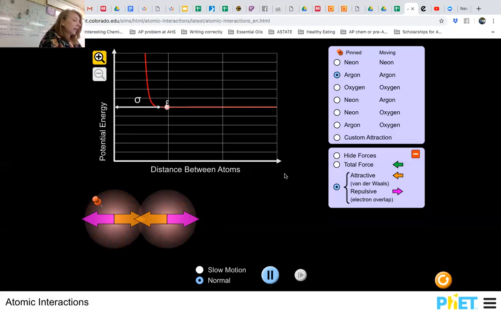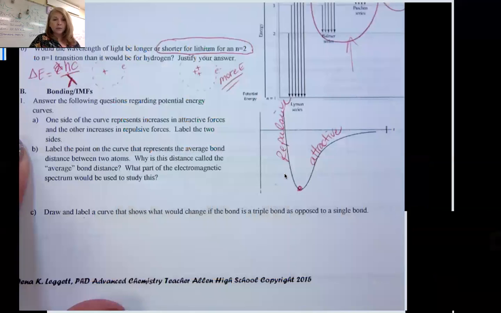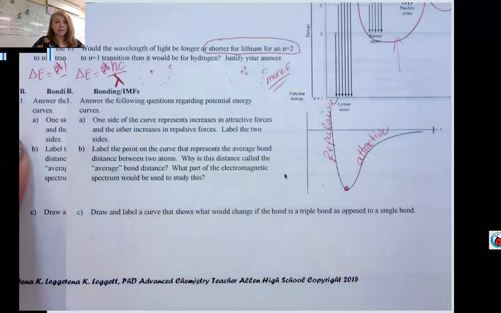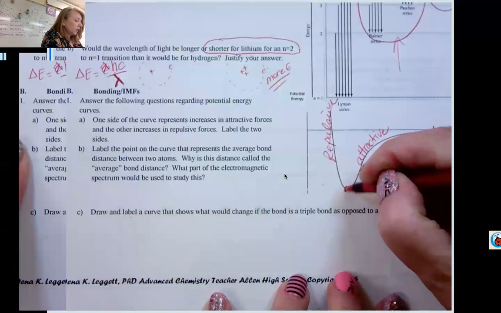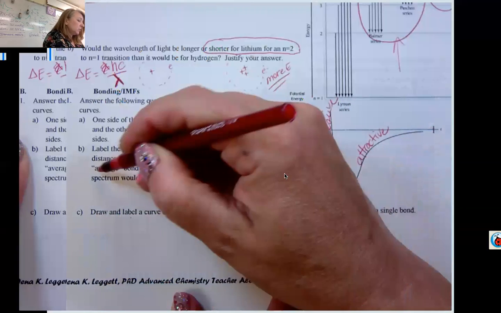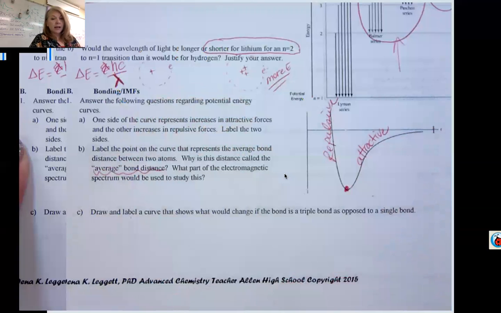Okay, so hopefully that explained a little bit about that particular curve. On B, it says label the point on the curve that represents the average bond distance between the two atoms. And so that would be here. Why is the distance called the average bond distance? Hopefully you saw that the atoms are moving back and forth in that bond. And so it's not a static thing. It's something that's a dynamic position. So you've got them moving together as they're in the bond.